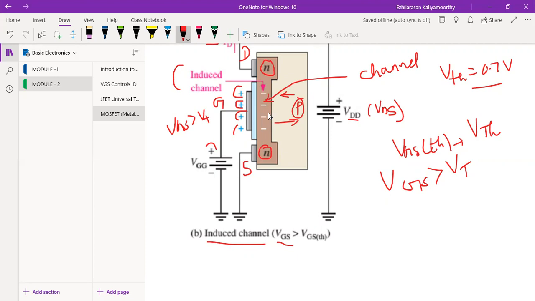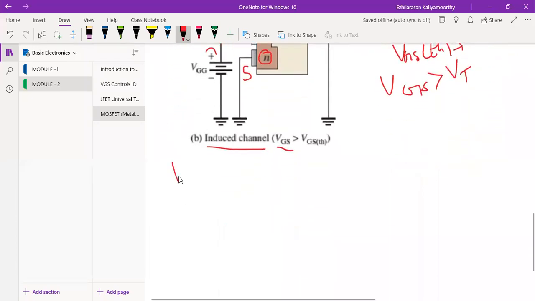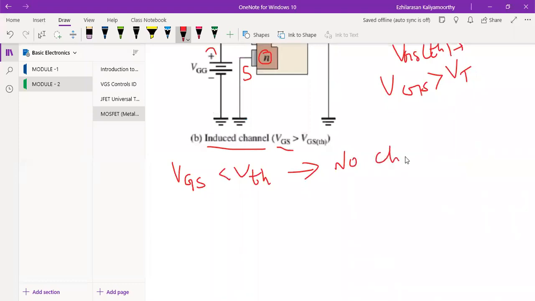Now, if the gate voltage is below the threshold voltage, then there is no channel. Very simple, I will write: VGS less than VT, then no channel. If VGS is greater than VTH, then the channel is present.